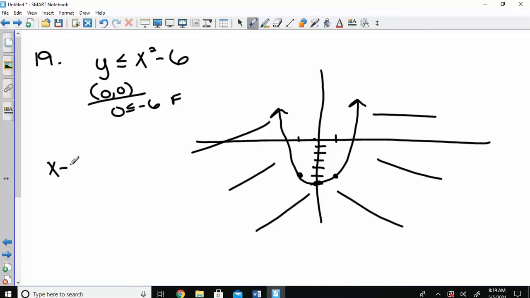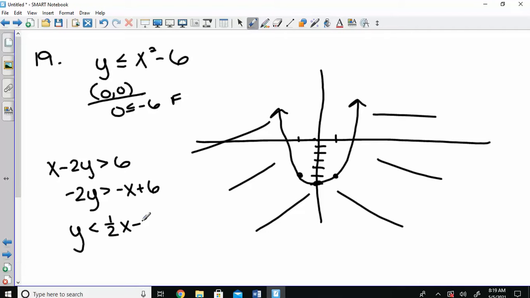Second, we had x minus 2y is greater than 6. So this is a line. We can solve for the y. So if you subtract your x, divide by negative 2, what does that do to our inequality? You get 1/2 x minus 3. So start at negative 3. Slope is 1/2, so up 1 over 2. Solid or dashed for that one? That one's dashed because it didn't have an equal to.